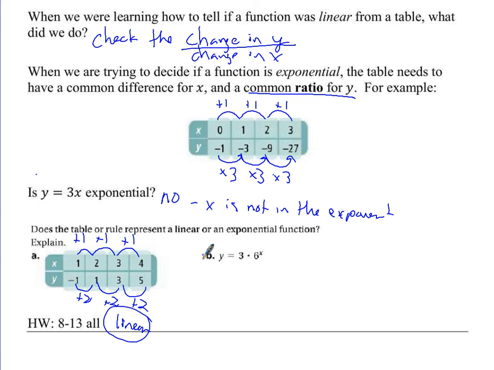What about B? Is that linear or exponential? That one's exponential. How come you know? Yeah, the x is in the exponent.